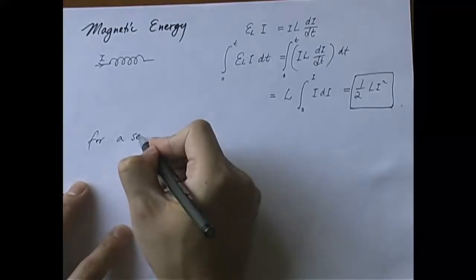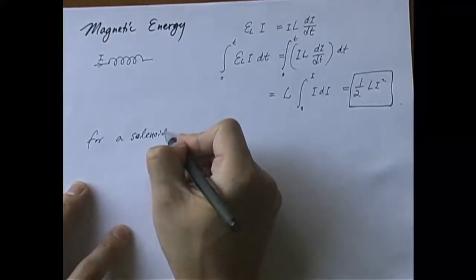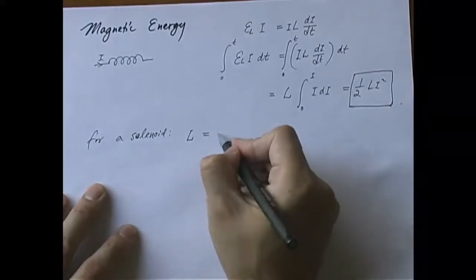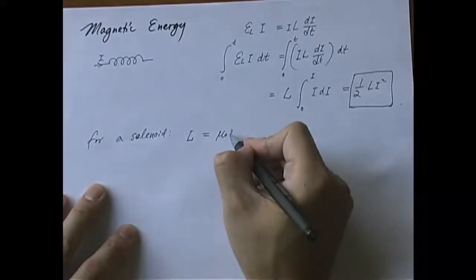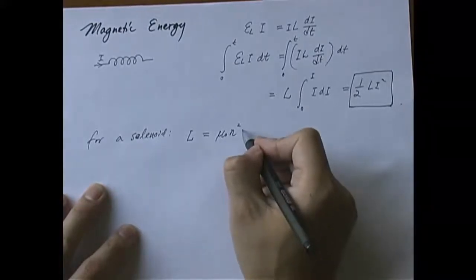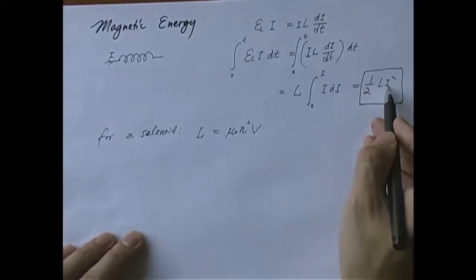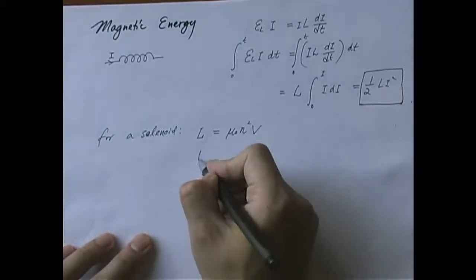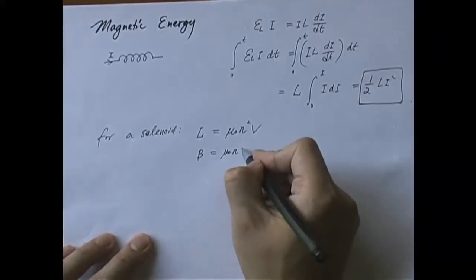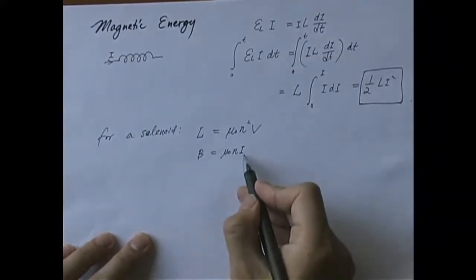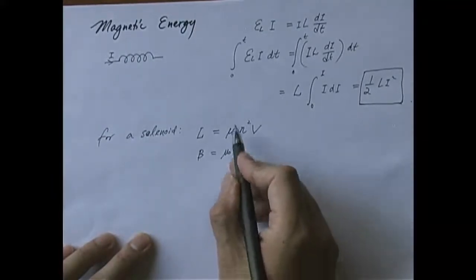For an ideal long solenoid, L equals what? I know what that is. It's mu naught n squared V. Remember that? V is the volume. Meanwhile, I would express I in terms of the magnetic field. What's the magnetic field equal to? Well, the magnetic field B is mu naught n I. I can solve for I, which is B over mu naught n. Let me plug both of these into here.